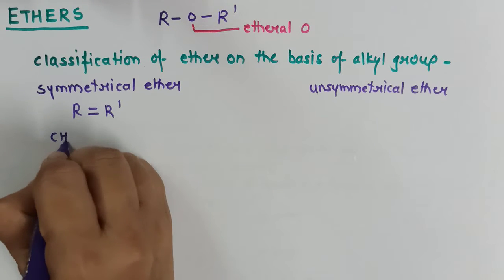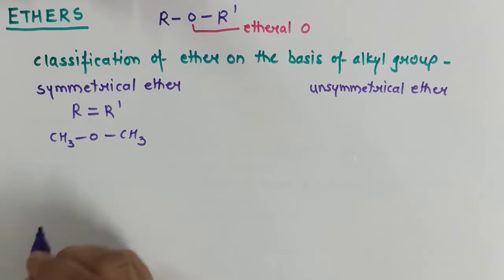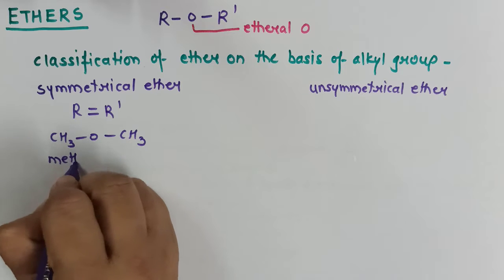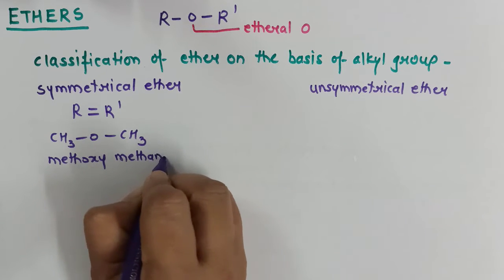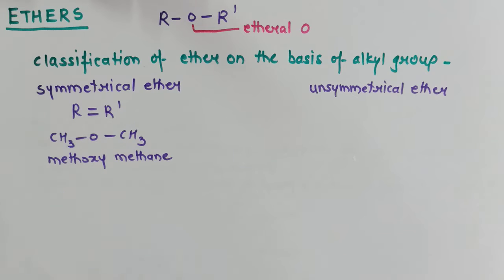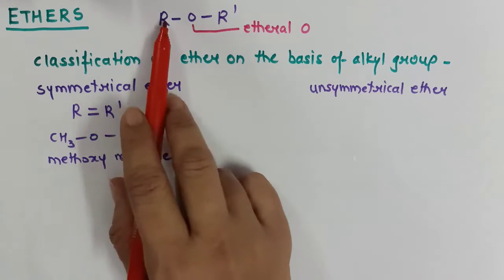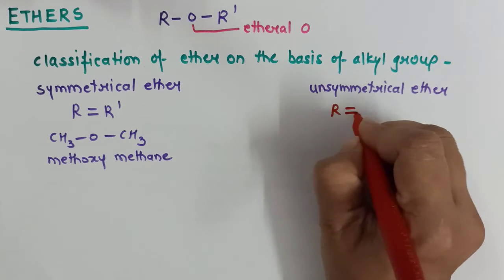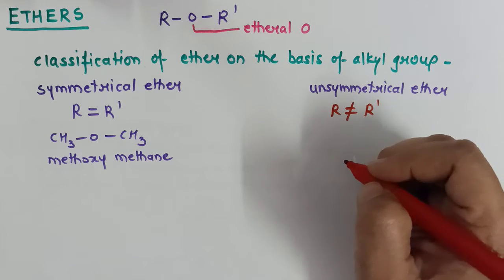For example, methoxymethane. In this case, both alkyl groups which are attached to ethereal oxygen atom are same, and therefore it is called as symmetrical ether. Now, unsymmetrical ether, that means both these alkyl groups which are attached to ethereal oxygen atom are not same.